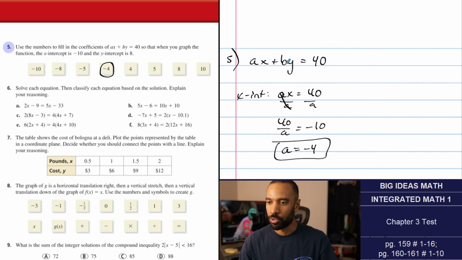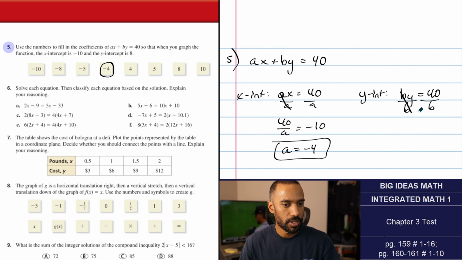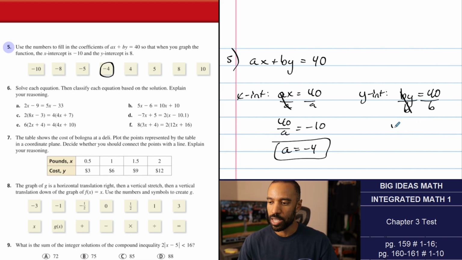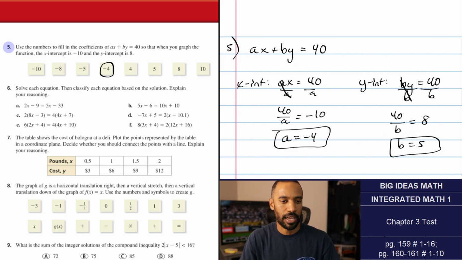The b value is by finding the y-intercept by setting x equal to 0, by equals 40. We divide both sides by b to get the y value. This will be y equals 40 over b, not y equals. 40 over b equals, where's the y-intercept? 8. 40 over b equals 8. So 40 divided by what number is 8? That number is 5. So b would have to equal 5. And there is that number there.